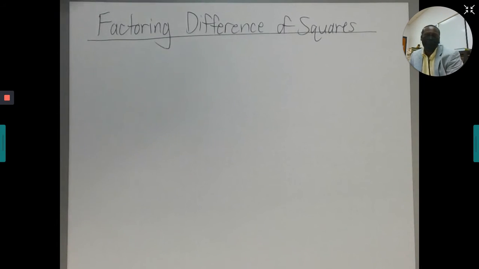Hello, students! So this little lesson here is going to be about factoring differences of squares.